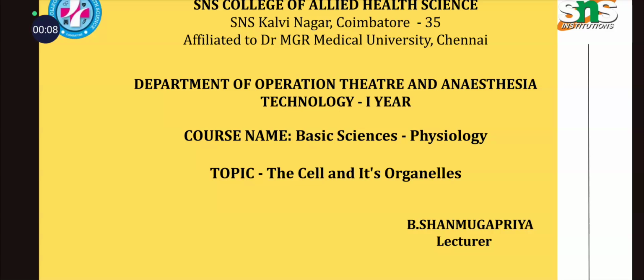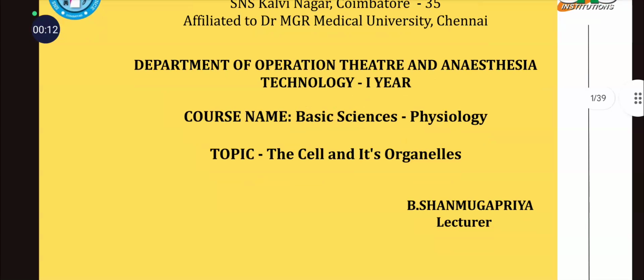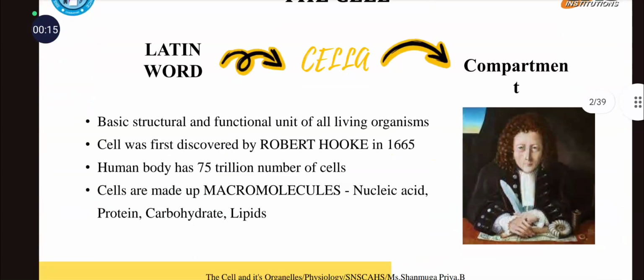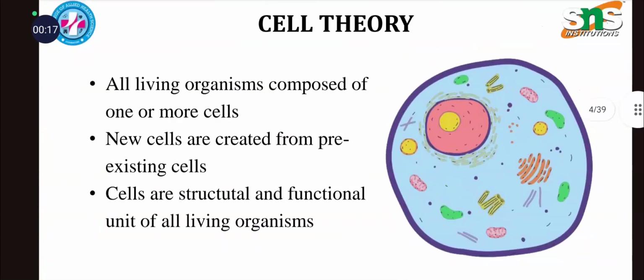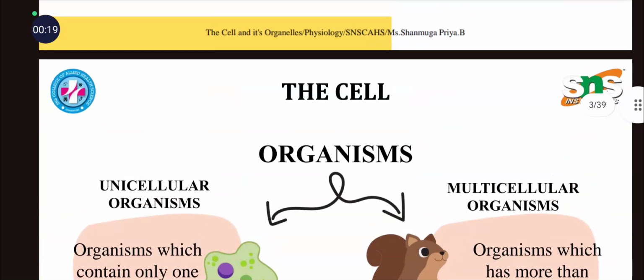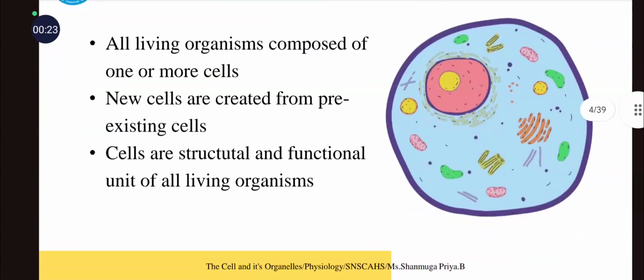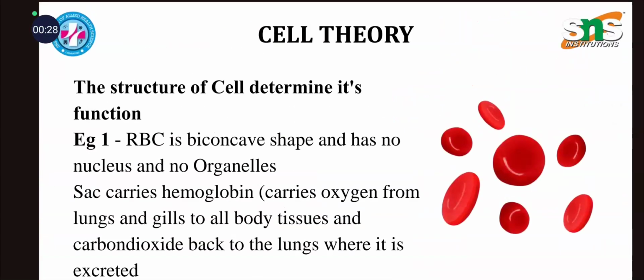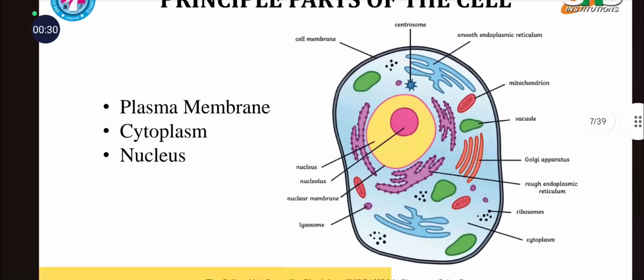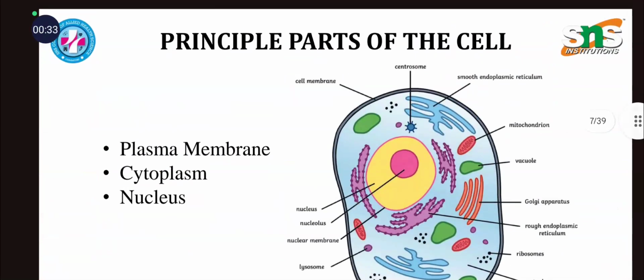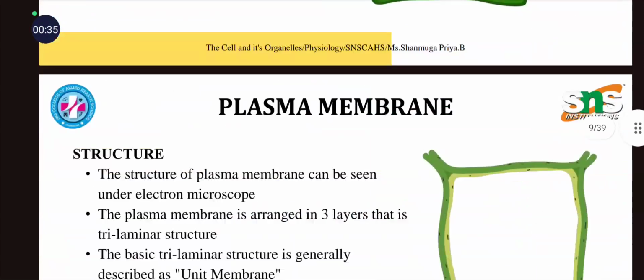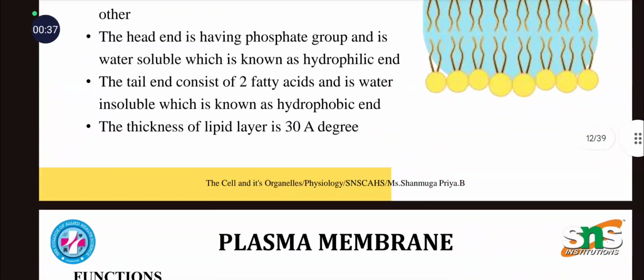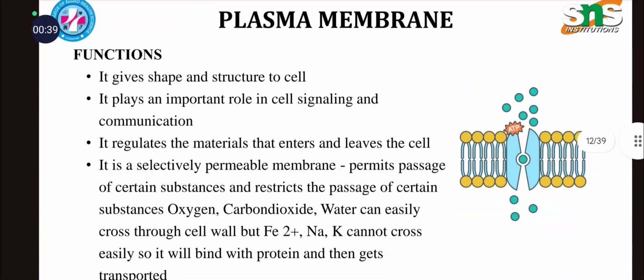Today we are going to continue with the topic cell and its organelles. In the last session, we have already seen the introduction of cell and two types of organisms under the classification with the number of cells present in the organism, cell theory, and the correlation between the structure and function of cell. And also in the principal parts of cell, we have seen the structure of plasma membrane. So in this session, we will be continuing with the functions of plasma membrane.